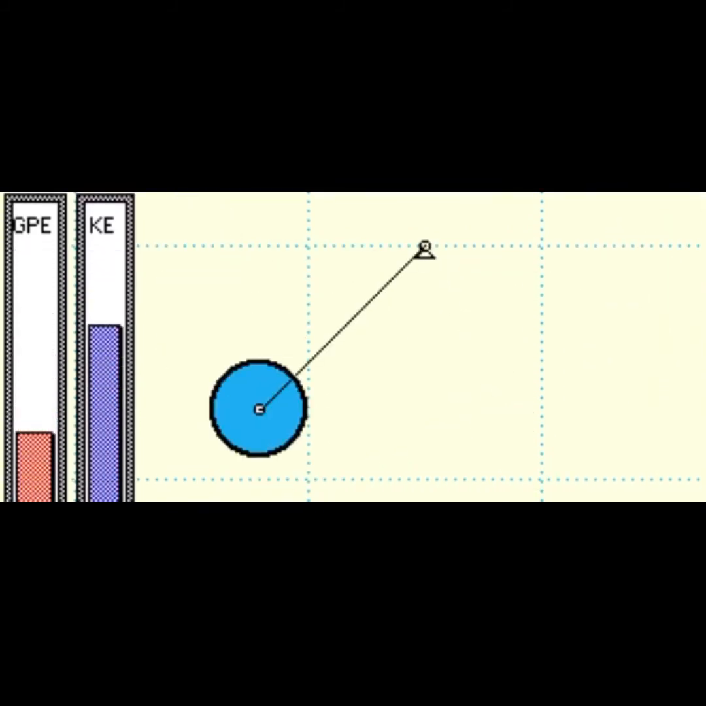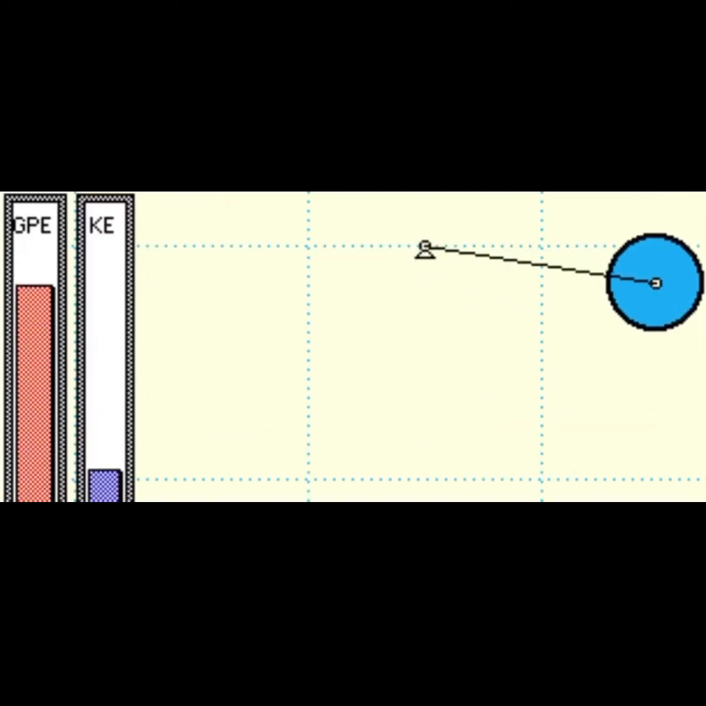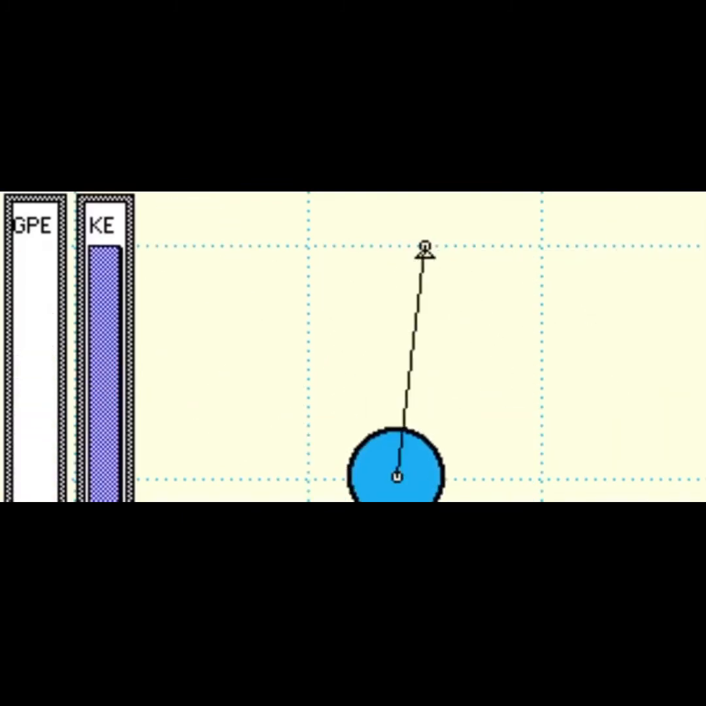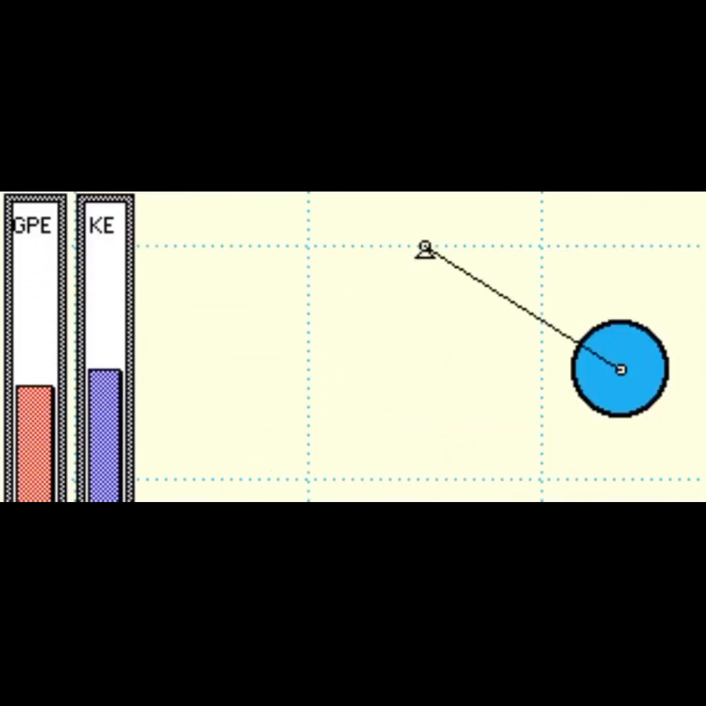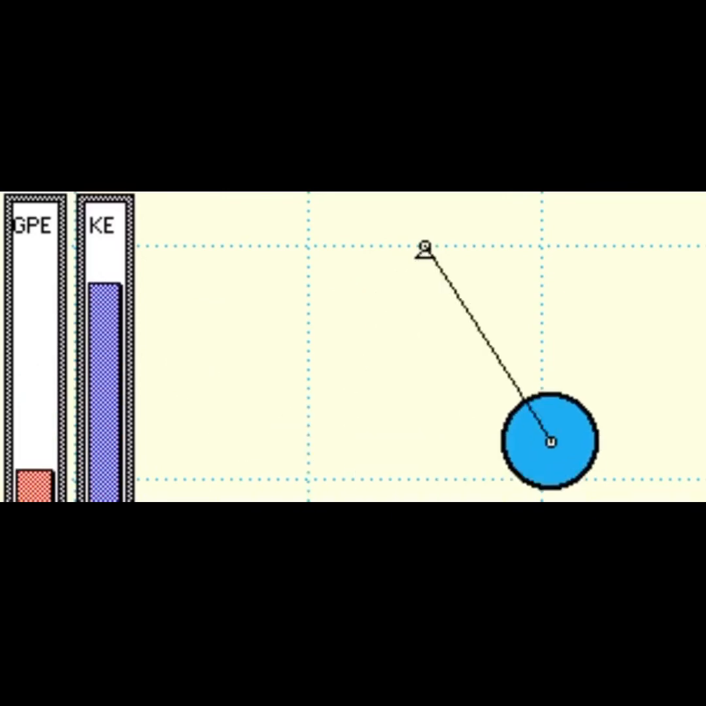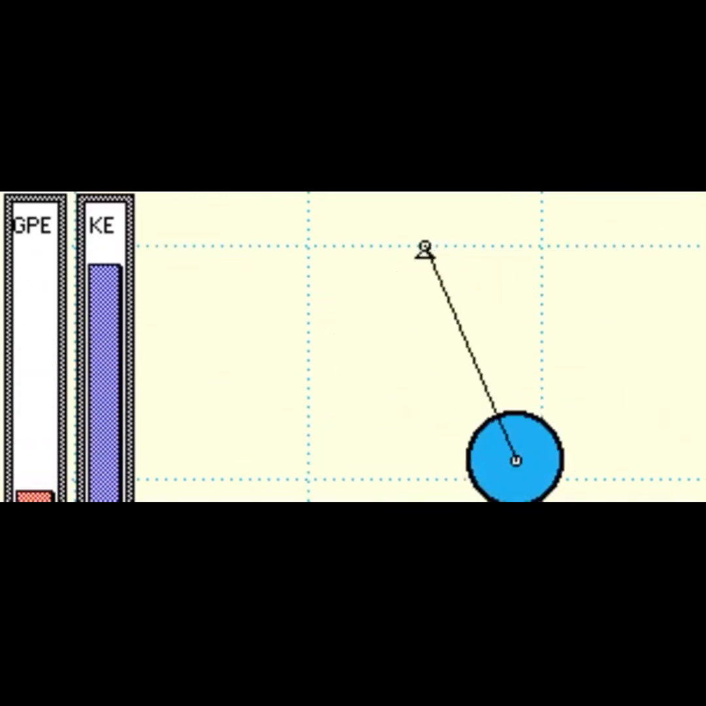In this way, you can see that mechanical energy is always an interplay of stored energy and energy of motion. And that energy, whether it's energy of motion or potential energy, is always conserved. It is neither created nor destroyed.